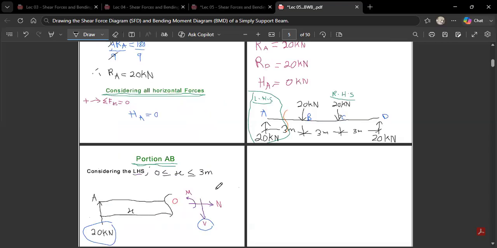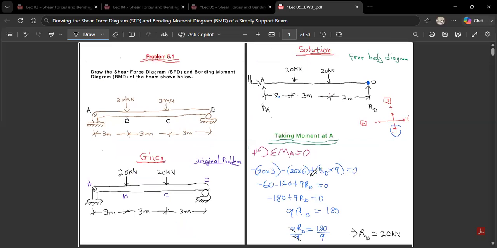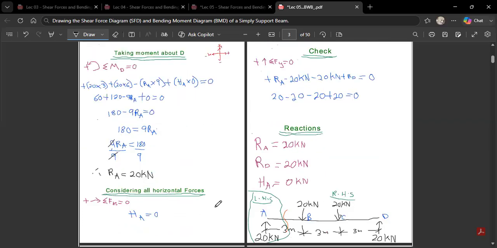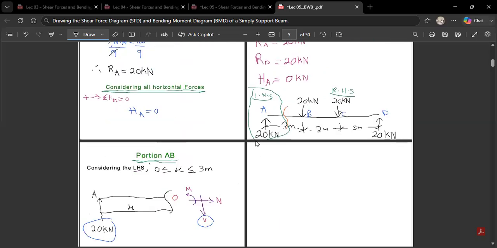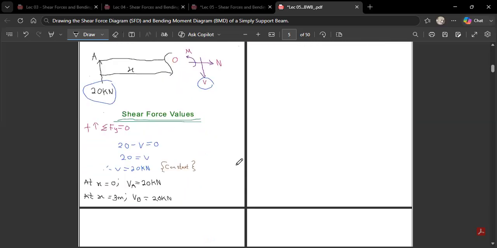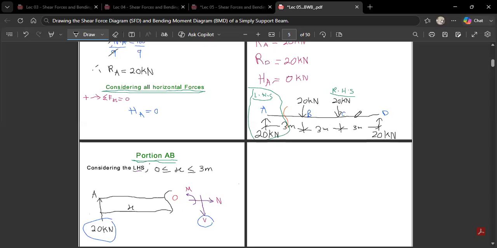You said that first of all, you calculate for the reactions. Then you come and do the check, considering the horizontal forces too. You write your reactions down, draw the free body diagram again and represent the reactions. You take portion AB, calculate for the shear force, then calculate for the bending moment. Then you take portion BC, and you do the same thing. Portion CD, you do the same thing. Then you draw the diagram. You can see we are almost done. We are still in progress.